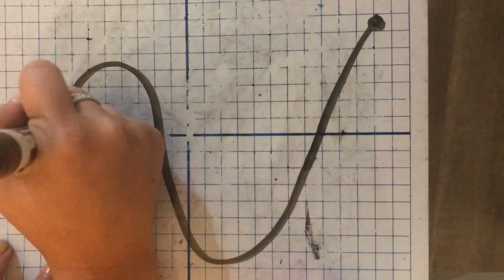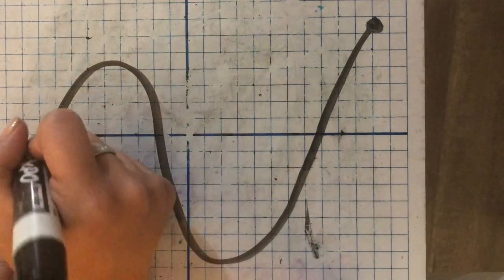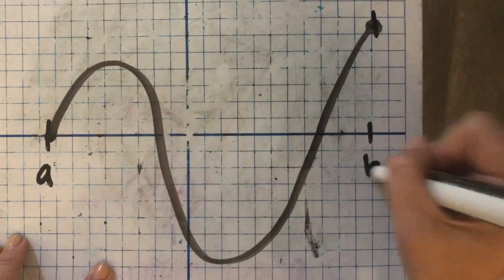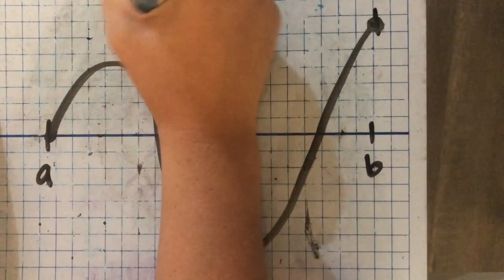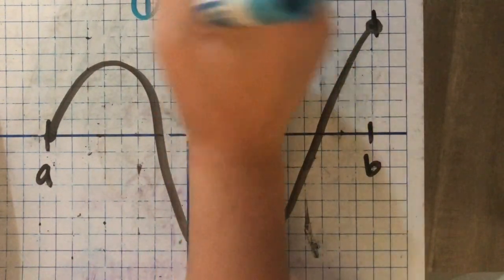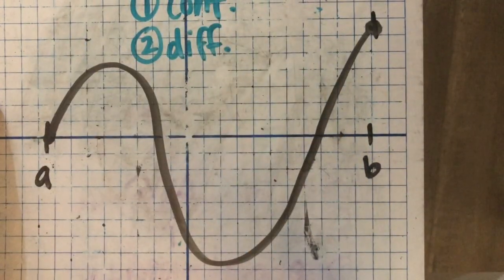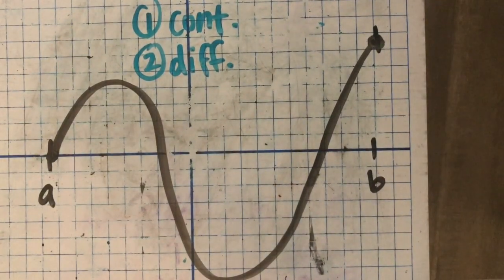And if it is on a closed interval from A to B, so we're going to say that this is A and that this is B, okay? So closed interval A to B, if it is continuous and if it is differentiable. So we've got two conditions. We've got 1, continuous, 2, differentiable. If both of those things happen, then we can look and see and say that the mean value theorem is happening. Here's what the mean value theorem says.